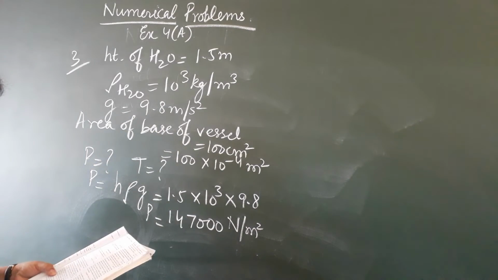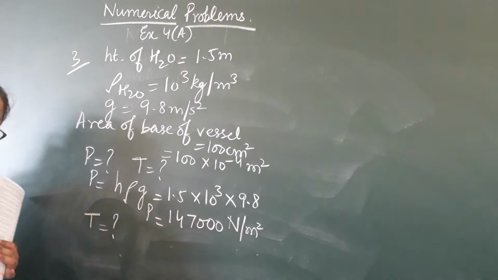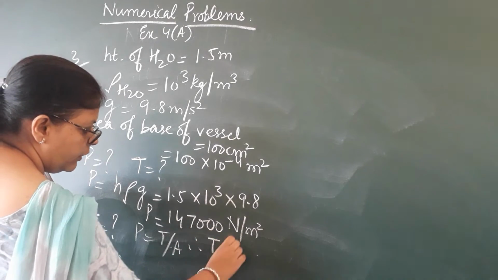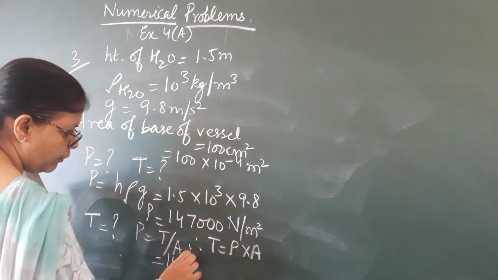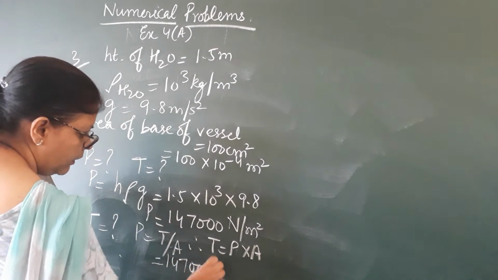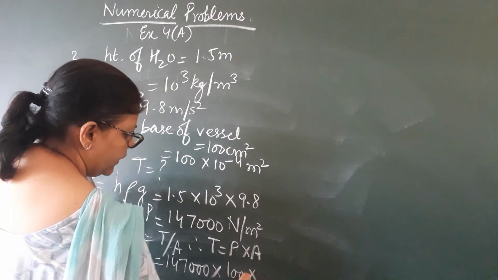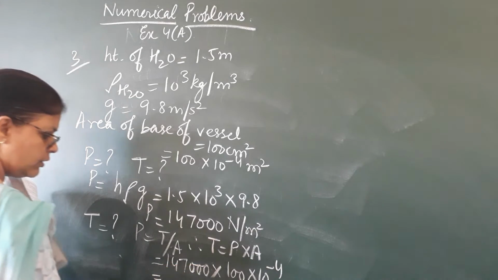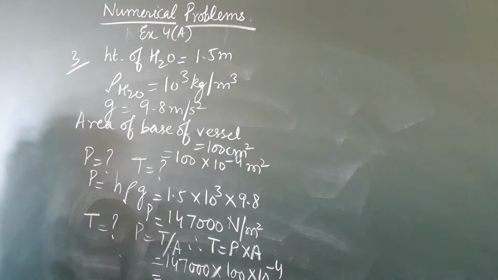After this, you have to move on to the thrust. Now, what is thrust? You have to find out the thrust. We use pressure as thrust upon area, and from here, thrust will be pressure into area. Now you already know the pressure. You will put the value for pressure over here, and multiply by what's the area? What's the area, children? 100 into 10 to the power minus 4. So you can do the calculations and you will get the answer in newton. The value for thrust will be in newton. So please do the calculations.